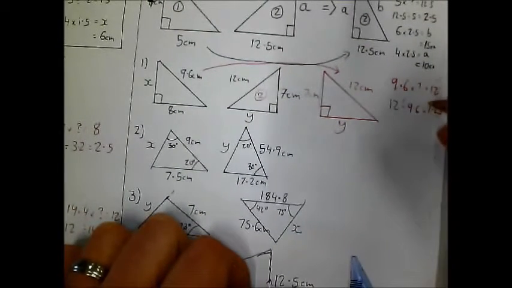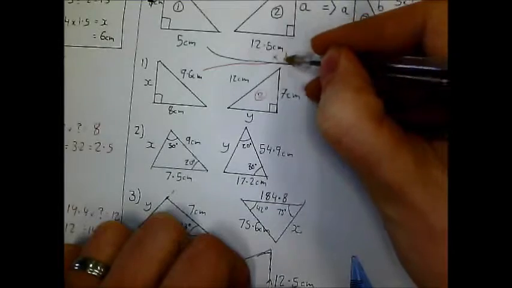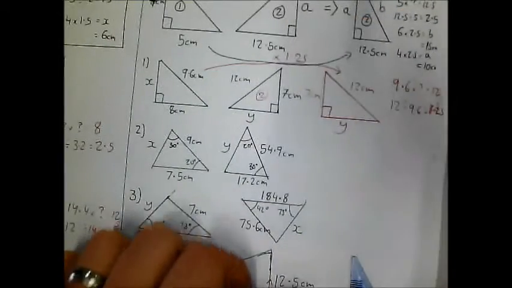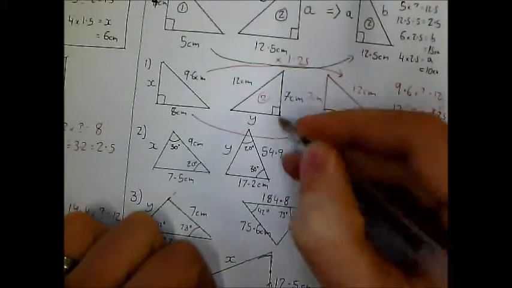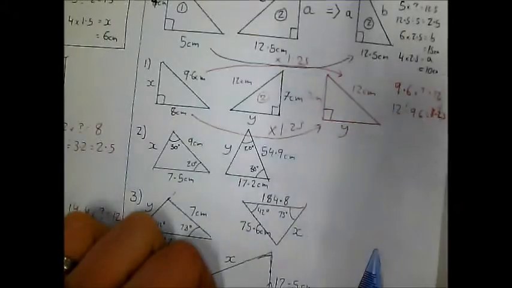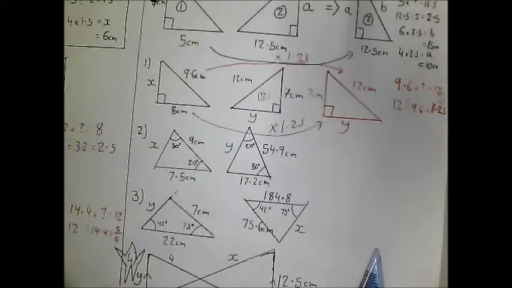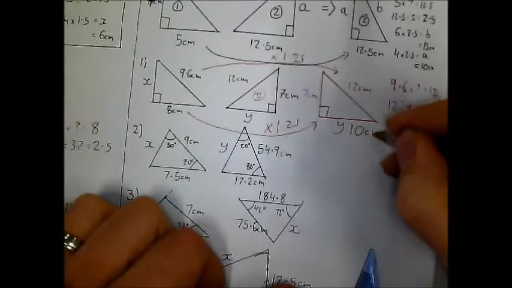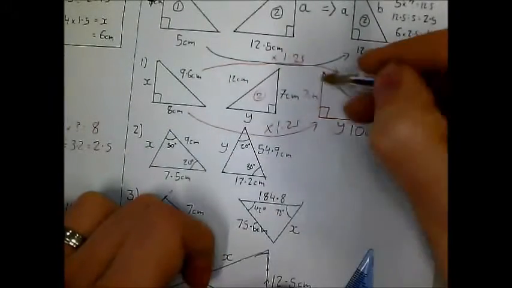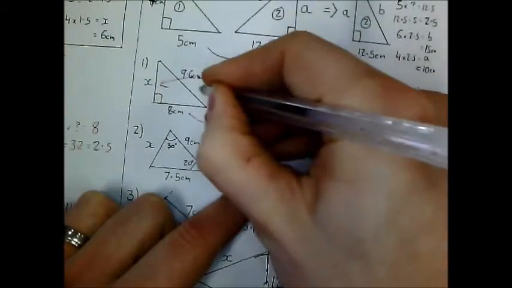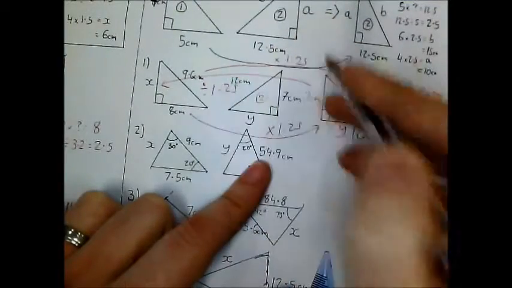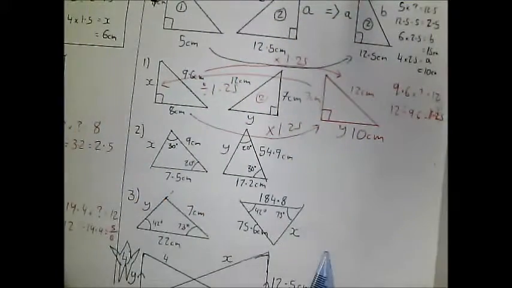So again, 9.6 times something equals 12. So 12 divided by 9.6 equals 1.25. So to go from left to right, I'll multiply by 1.25. So I need to get the value of y. So 8 multiplied by 1.25 gives you 10. And now here I want to get the value of x, so now going from right to left, I now divide by 1.25. Okay, so 7 divided by 1.25 gives you 5.6.